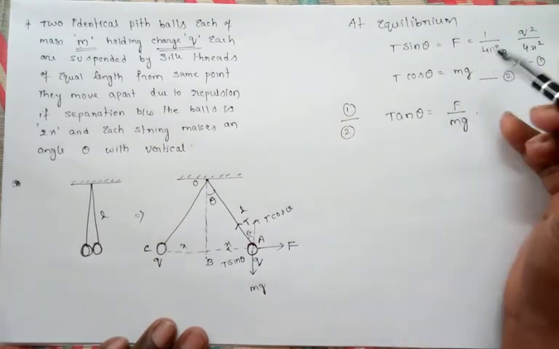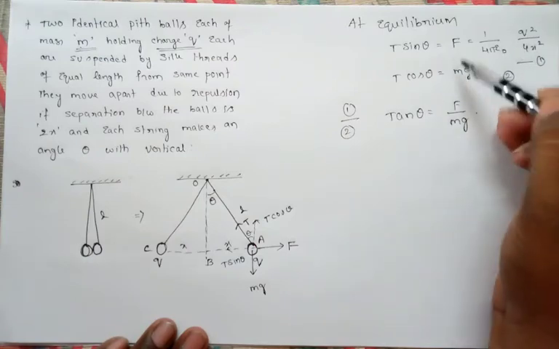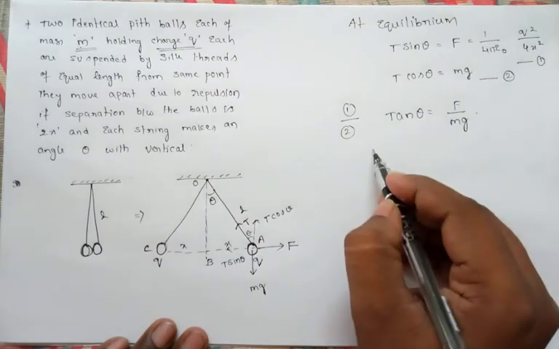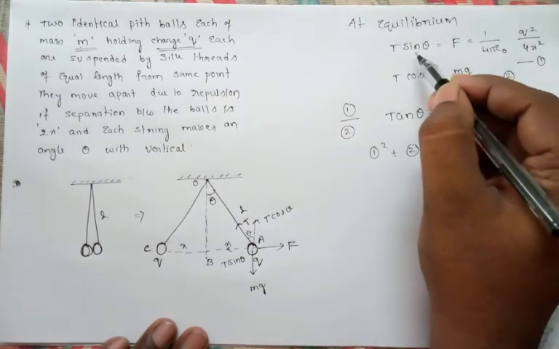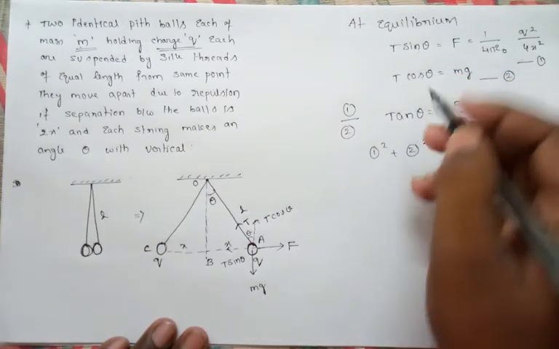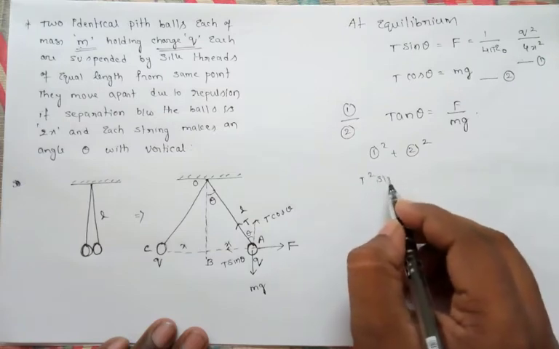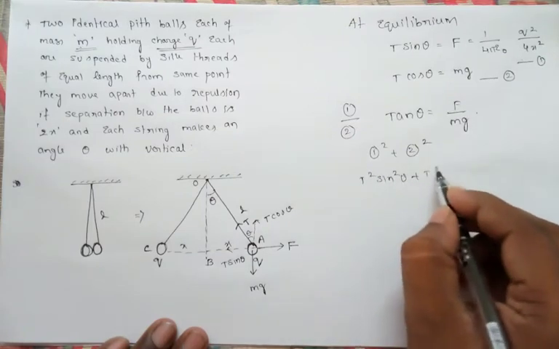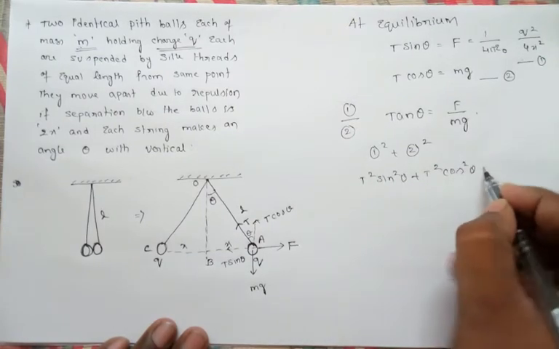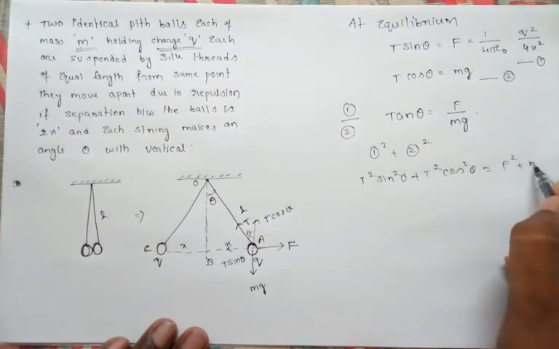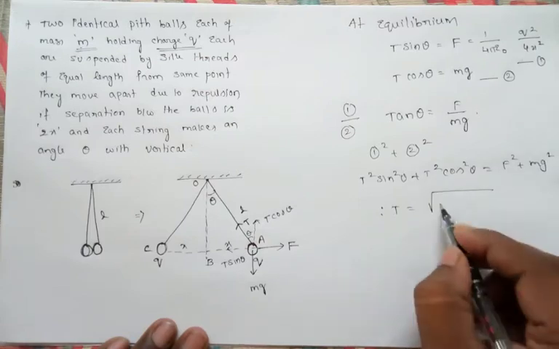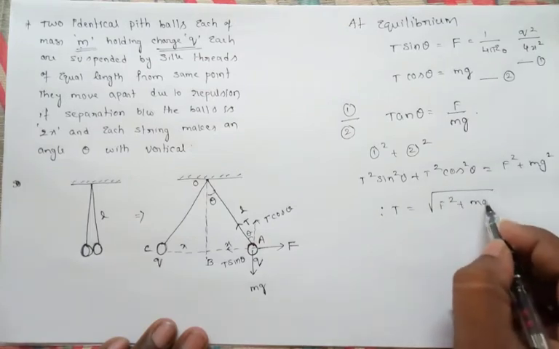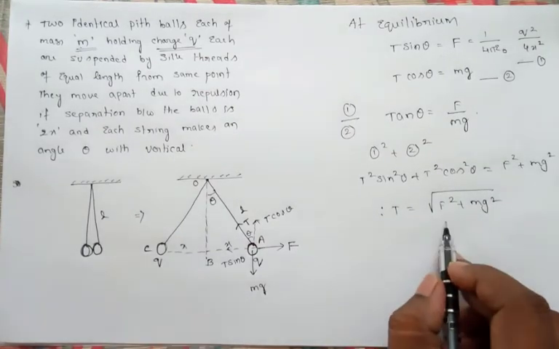And later if you square these two and add them, that is equation 1 squared plus equation 2 squared, we get t square sin square theta plus t square cos square theta, that is equal to f square plus mg square. Then t equals root over f square plus mg square. This is the tension in the string.